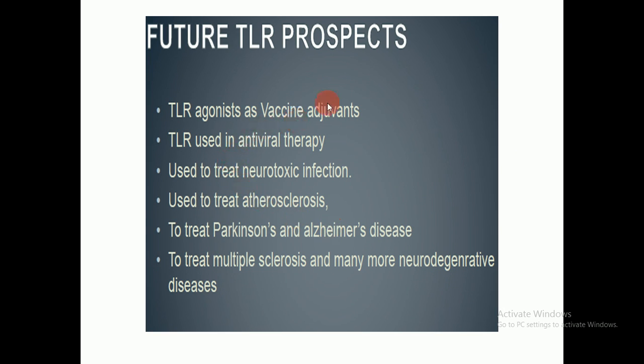Future toll-like receptor prospects. Toll-like receptor agonists as vaccine adjuvants. Toll-like receptors are used in antiviral therapy, used to treat neurotoxic infection, atherosclerosis, Parkinsonism, Alzheimer's disease, multiple sclerosis, and many more neurodegenerative diseases.